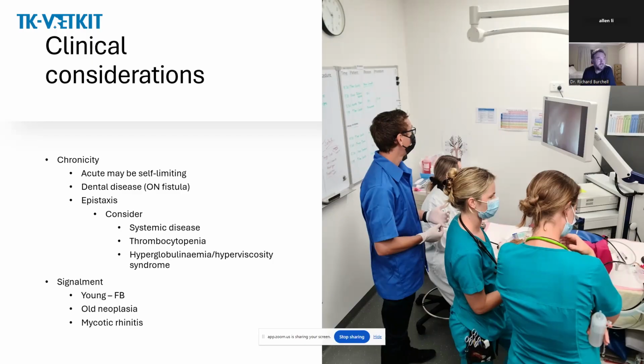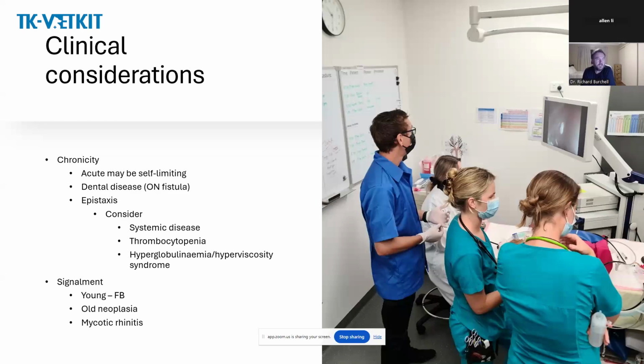The other thing to consider is things like dental disease, particularly oronasal fistulas. I've had these before presented for nasal workup. And then also, if you have epistaxis and you're wanting to consider doing rhinoscopy, always remember that systemic disease and bleeding disorders can cause it as well. So we really want to make sure that we have checked this before we go and take biopsies.